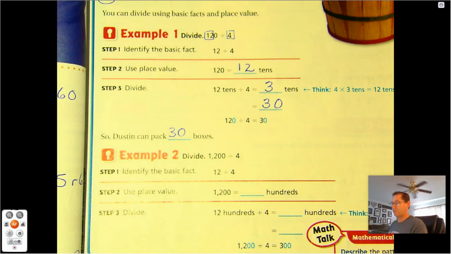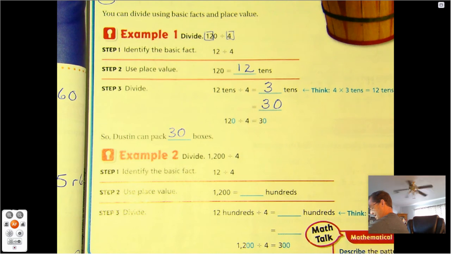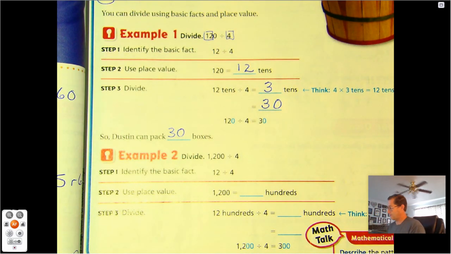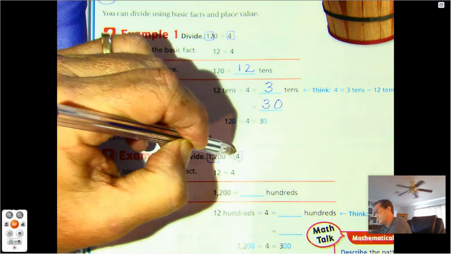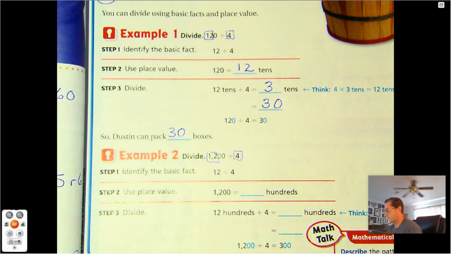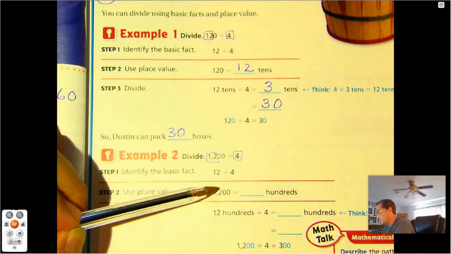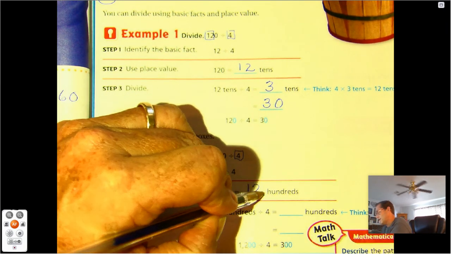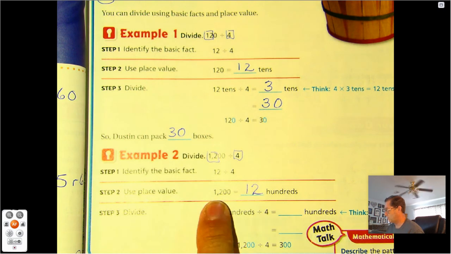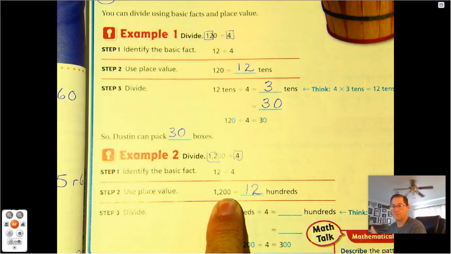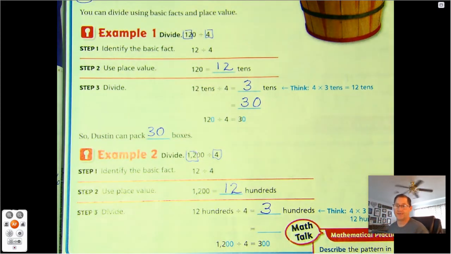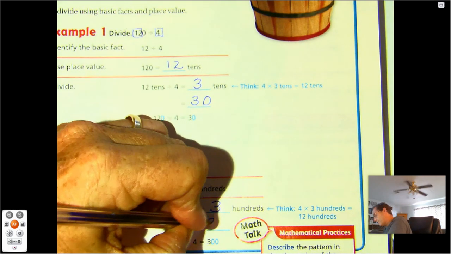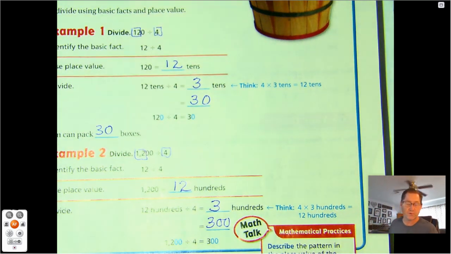Now, example 2. We're going to divide 1,200 divided by 4. Again, identify the basic math fact, 12 divided by 4. Use place value, so 1,200 can be written as 12 hundreds. 12 and 2 zeros would be 12 hundreds. So 12 divided by 4 is 3 hundreds. And how do we write 3 hundreds? We write it as 300.